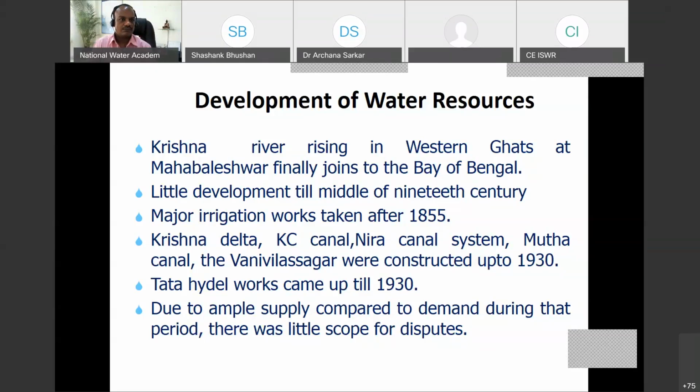At that time, in the 19th century, there were the Bombay Presidency, Madras Presidency, states, Hyderabad state, that is the Nizam, and so on.